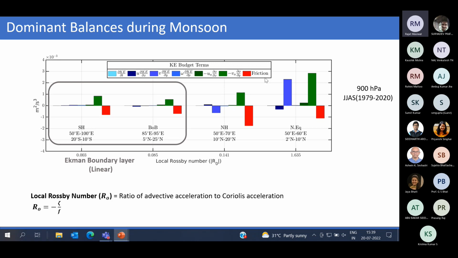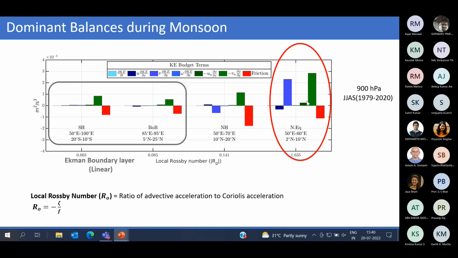Then coming to the northern hemisphere, we find a three-way balance where the friction dominates and the advection as well as the generation tries to balance it. And the spatial region just north of the equator is where you have this non-linear balance, where the meridional generation of kinetic energy is balanced mostly by the meridional advection of kinetic energy. So here we have this advective boundary layer, which is non-linear in nature.